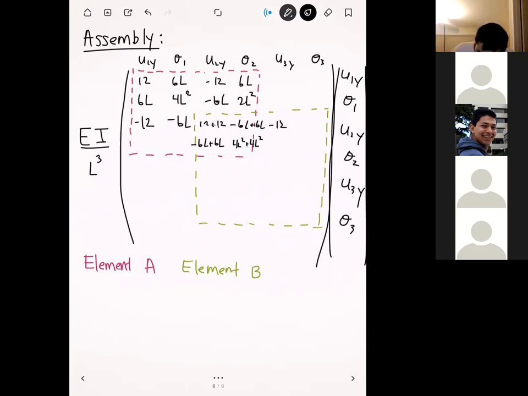Right, so then we have minus 12, 6L, minus 6L, 2L squared. Minus 12, minus 6L, 12, minus 6L. And then 6L, 2L squared, minus 6L, and 4L squared. And so there's our global stiffness system, right? And so for everything that's overlapped, we can go ahead and add those up.